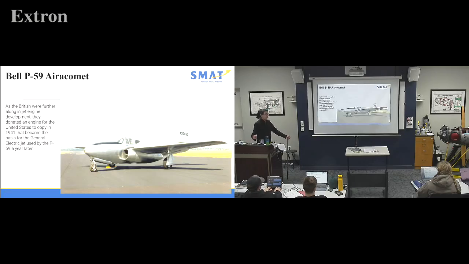And then, of course, the British had to get on board, and they developed their jet program. They donated a copy of their jet to the U.S., and from that, they developed what was used on the P-59. A whole interesting story of back and forth between the British and the U.S. The U.S. were like, oh, we can make better stuff, but then did they steal ideas? Maybe, maybe not.